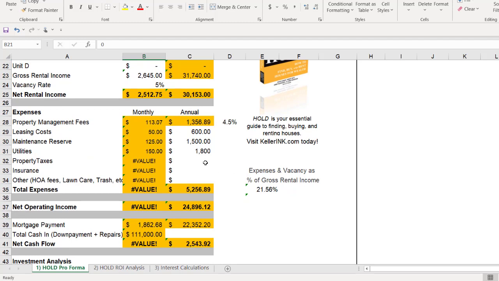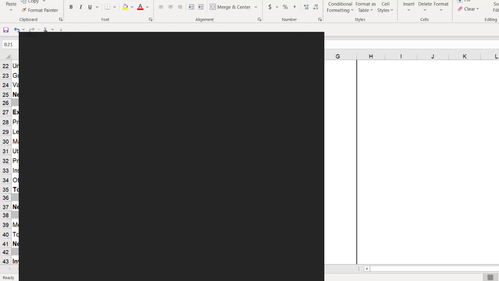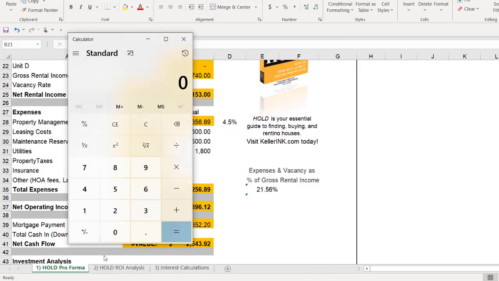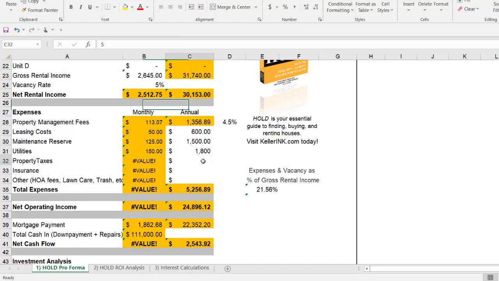Now, property taxes out here in this region are about 1.2% annually. So if we pull out the calculator, paid $535 for this place, and we multiply that by 1.2%, it works out to about $6,420 annually. So we'll go ahead and populate that, $6,420.